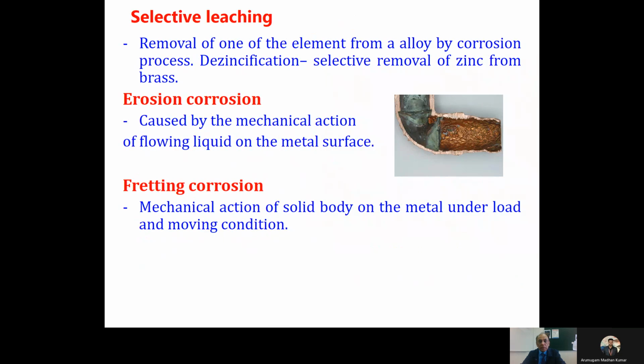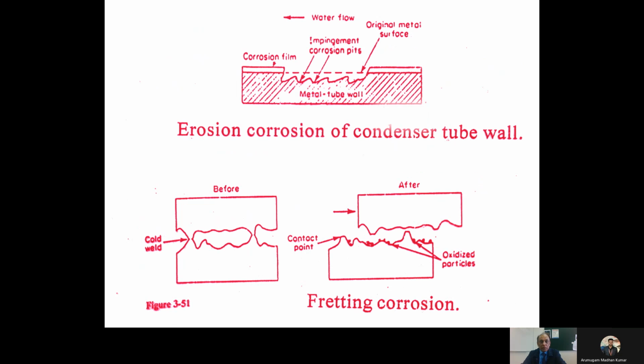Selective leaching means one of the elements from the alloy is removed. For example, dezincification. So in dezincification, what happens? The zinc is removed from the brass, so this brass material becomes unfit for use. Another is erosion corrosion. This is caused by the mechanical action of flowing liquid on the metal surface, and fretting corrosion because of the mechanical action of a solid body on the metal under load and moving conditions. So these are the examples I have shown here.